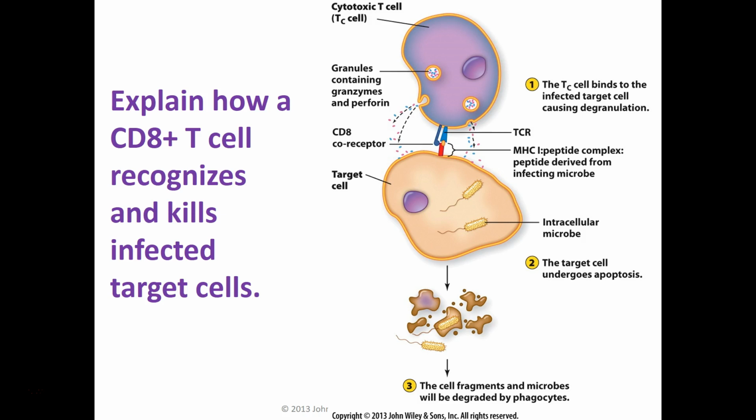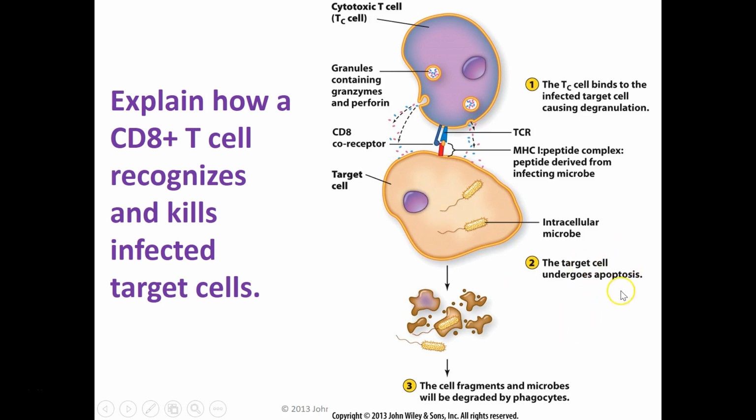So how do they kill? We saw this already. They will bind to infected cells. In this case, it's a bacteria on the inside, but we're picking up little pieces of that bacteria and presenting it. This already activated cytotoxic T cell recognizes it. It's going to release granzymes and perforin. Perforin, as the name implies, perforates the membrane of that infected cell. Granzymes will digest proteins. It will cause this cell to go into programmed cell death.